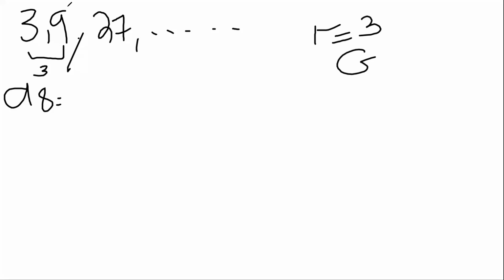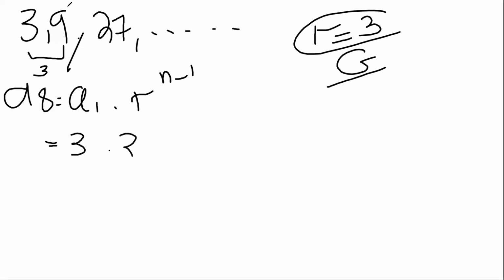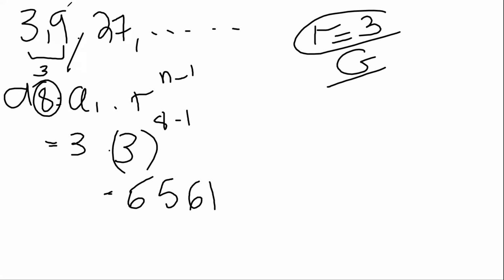So it is geometric. So a sub 8 will be a sub 1 times r raised to the power n minus 1. A sub 1 is 3. R, we found it, it's 3, to the power 8 minus 1. So 3 times 3 to the power 7 is 3 raised to the power 8. So the answer is 6,561.